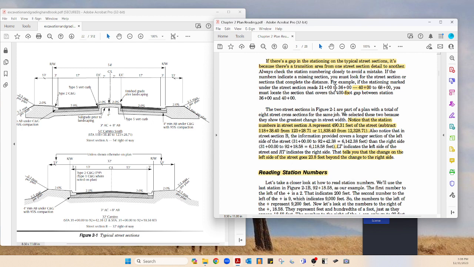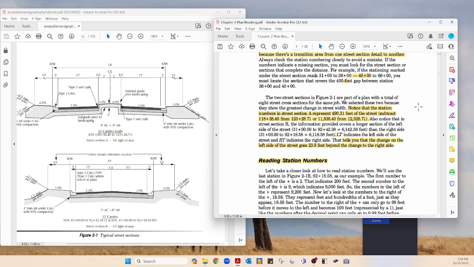3,100, that's what that is, to 3,600, and then on the next one, it starts off with a gap. It starts at 40. It doesn't start at 37 where you would think it would. So it reads from 4,000 to 6,800. You must locate the section that covers the 400-foot gap. That's what's between here and there, between stations 36 and 400. That's all there is to that.